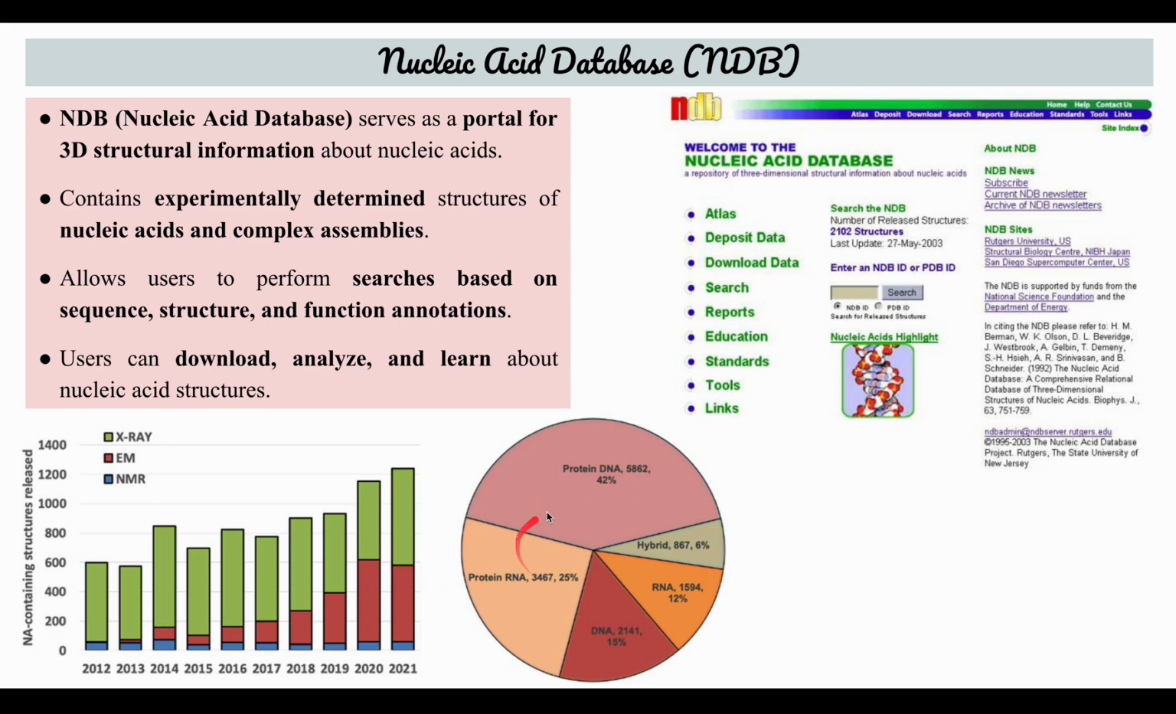And if we look at what kind of nucleic acids, the structures observed by cryo-EM are majorly protein-DNA complexes, so the DNA that interacts with proteins. And then there is protein-RNA. Nucleic acids include both RNA and DNA. So protein-RNA structures are the next most commonly observed using these methods, followed by other DNA and RNA and hybrid nucleic acids.